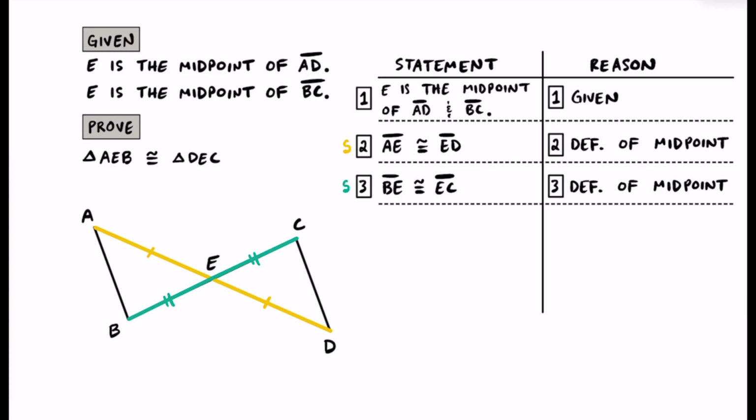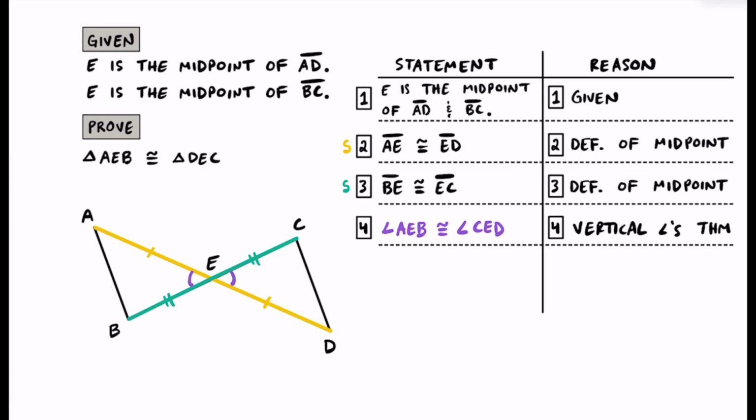However, something I think we can prove is that this angle over here, angle AEB, is congruent to this angle, CED. If we can prove that those two angles are congruent to each other, then we can use side angle side to prove that these two triangles are congruent. We know that this segment AD is a straight line and also BC is another straight line. So if these two straight lines are intersecting each other, they must create these vertical angles here. So for statement 4, let's say that angle AEB, which is this angle here, is congruent to angle CED by the vertical angles theorem.